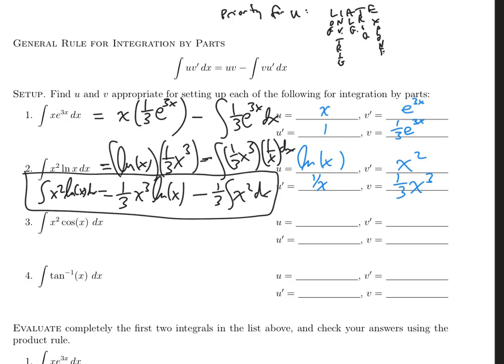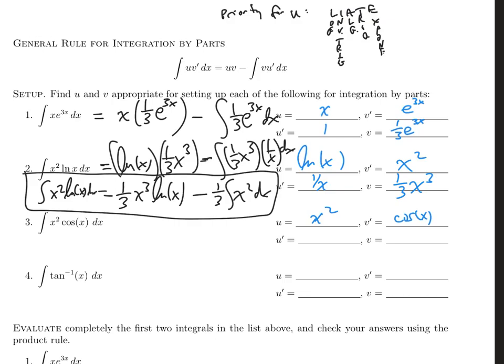All right, in number 3, I have an algebraic part times a trig part. And so my LIATE hierarchy says my u should be the x squared part, the algebraic part. And that means that v prime will be the other part, cosine of x. So again, quick check. The product of these two things should be my original integrand.